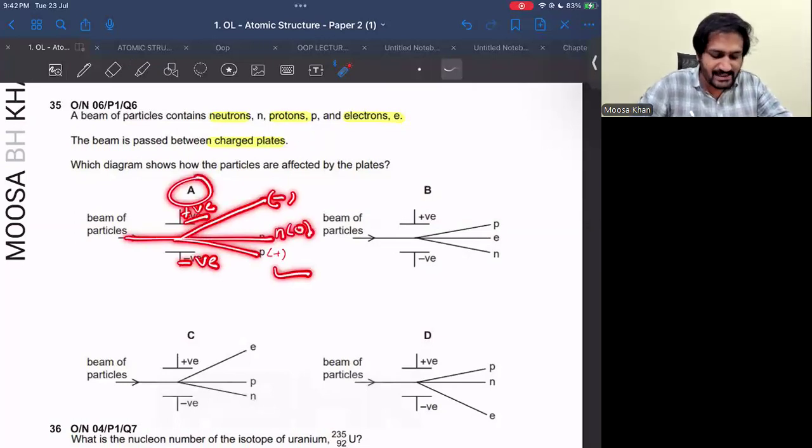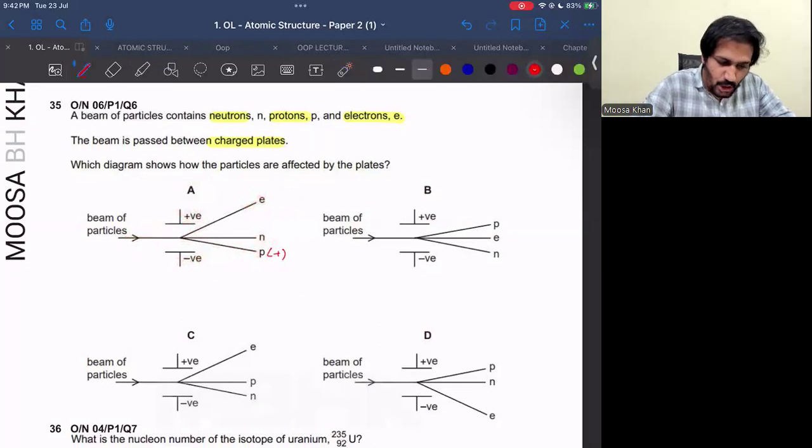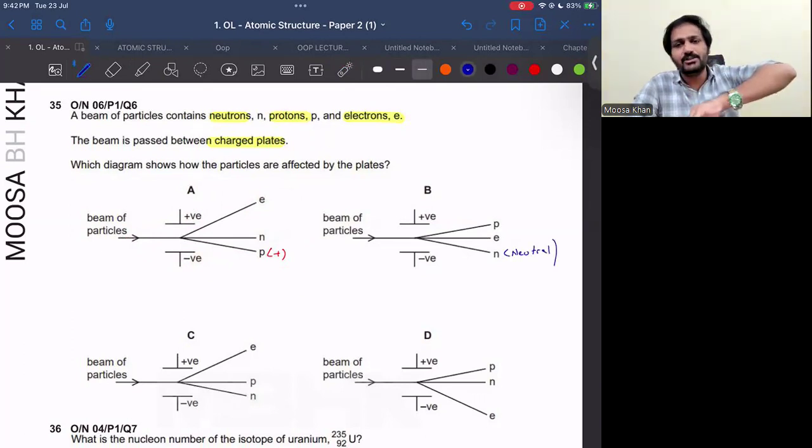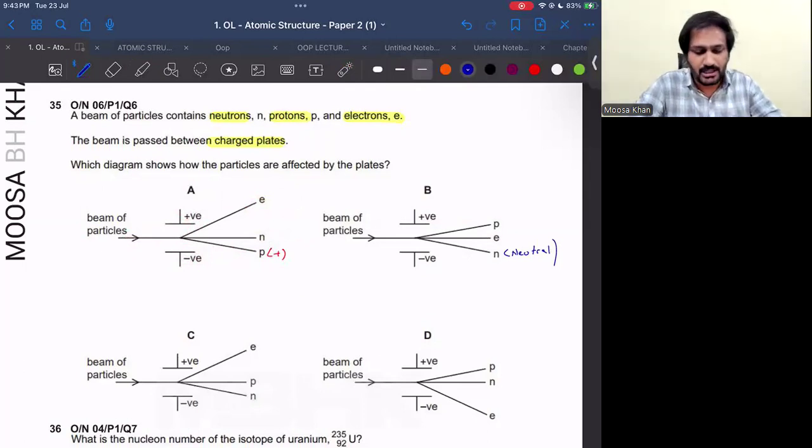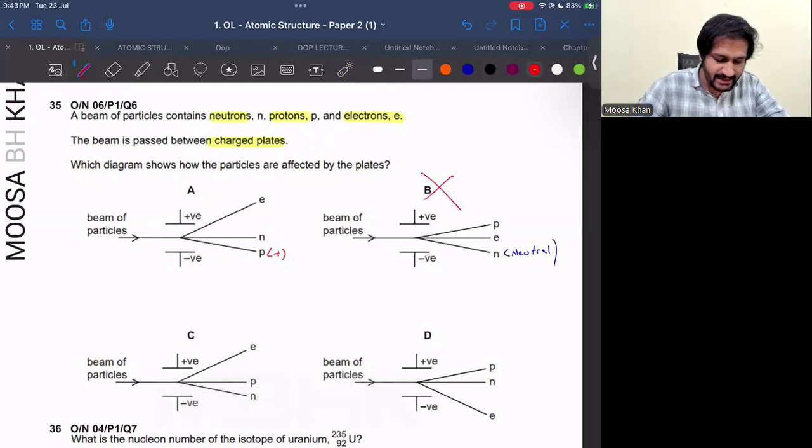So option A is correct. But if you see option B, in option B they have deflected the neutrons. Neutrons do not have any charge. So how can a negative charge plate attract a neutron? It cannot attract a neutron. The neutron must pass undeflected. That's why B is incorrect.